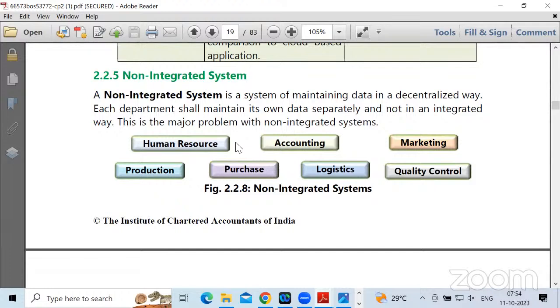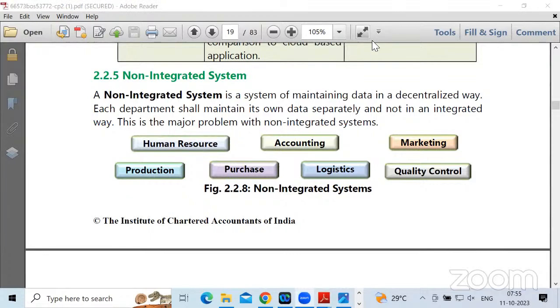You have computers in all the departments like HR, accounting, marketing, production, purchase, logistics. Separate computers. If you want to know what the purchase is today, or what the sales is today, you have to go to the sales department and verify. It will not be verified from your own computer. So what happens? You have to move from one place to another place to know anything or to share anything.